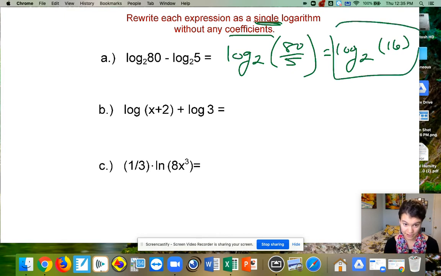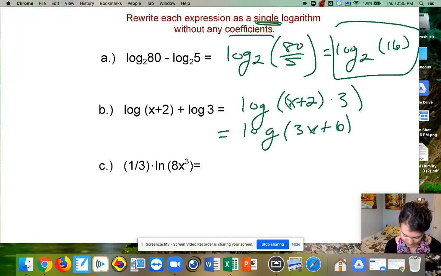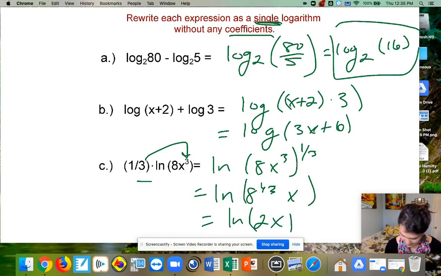The next one, we're adding, so we're going to multiply these. So you have log of x plus 2 times 3. Again, simplify if you can. So we have the log of 3x plus 6. This one, we want to get rid of that coefficient first. So we'll have the ln of 8x to the third to the 1/3. So this 1/3 is going to be distributed to both. So then we have ln of 8 to the 1/3 x to the 1, and that would be ln of 2x.